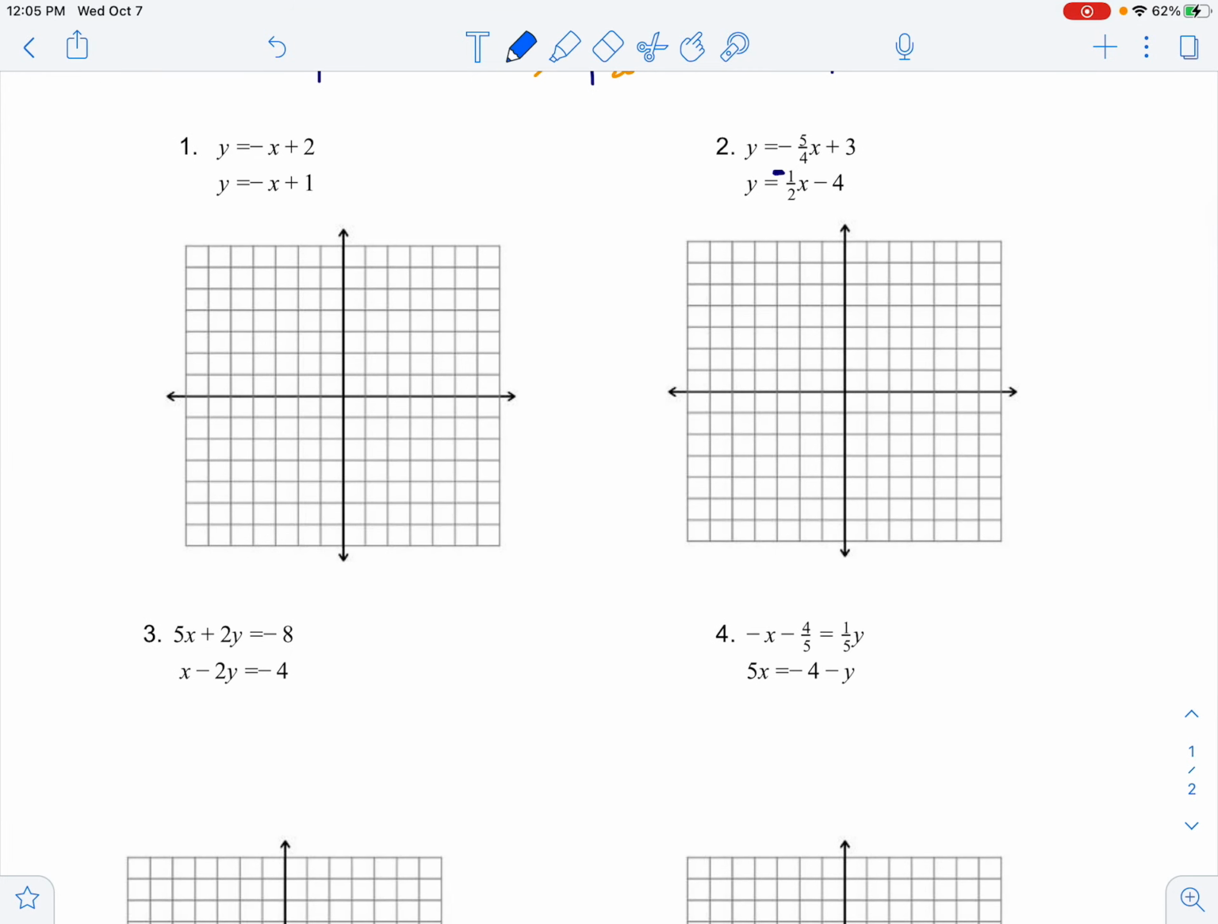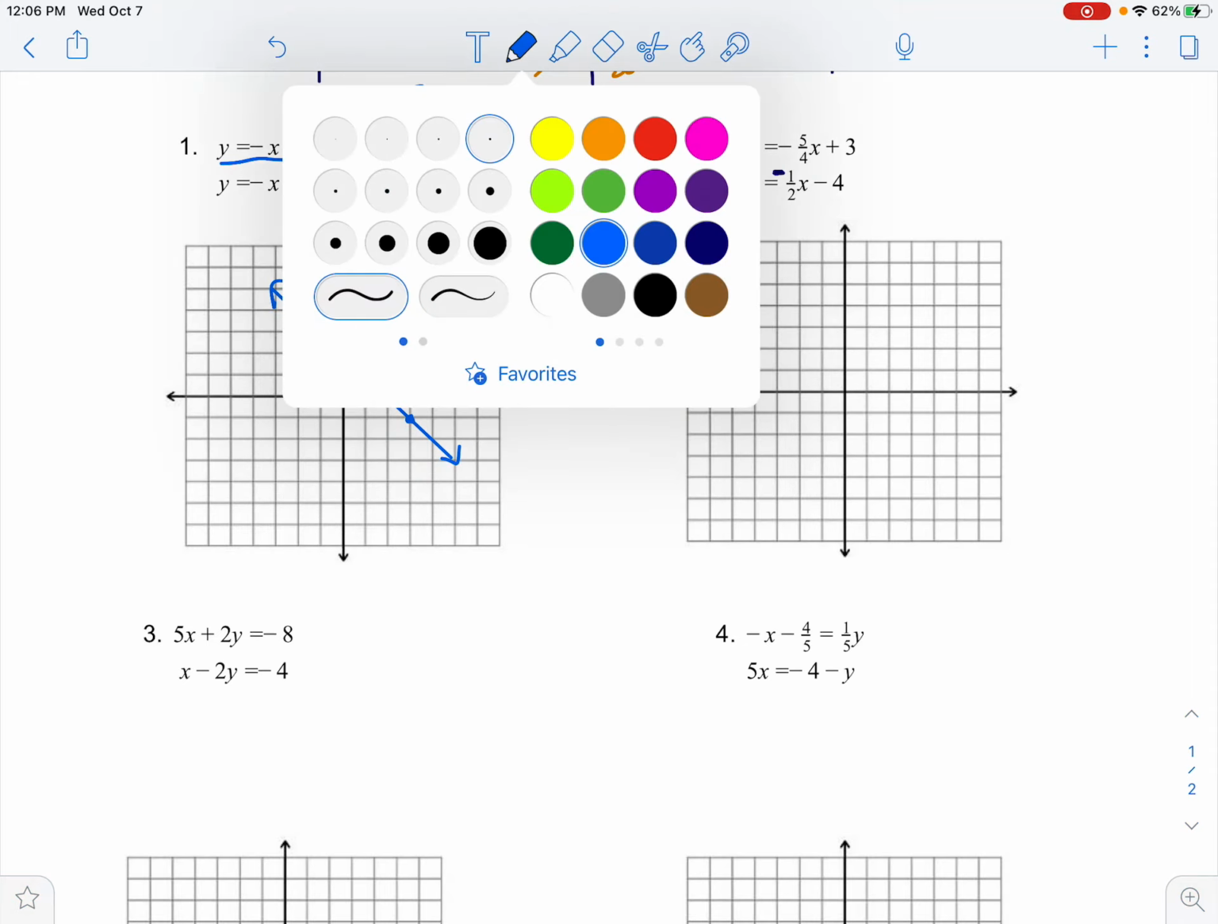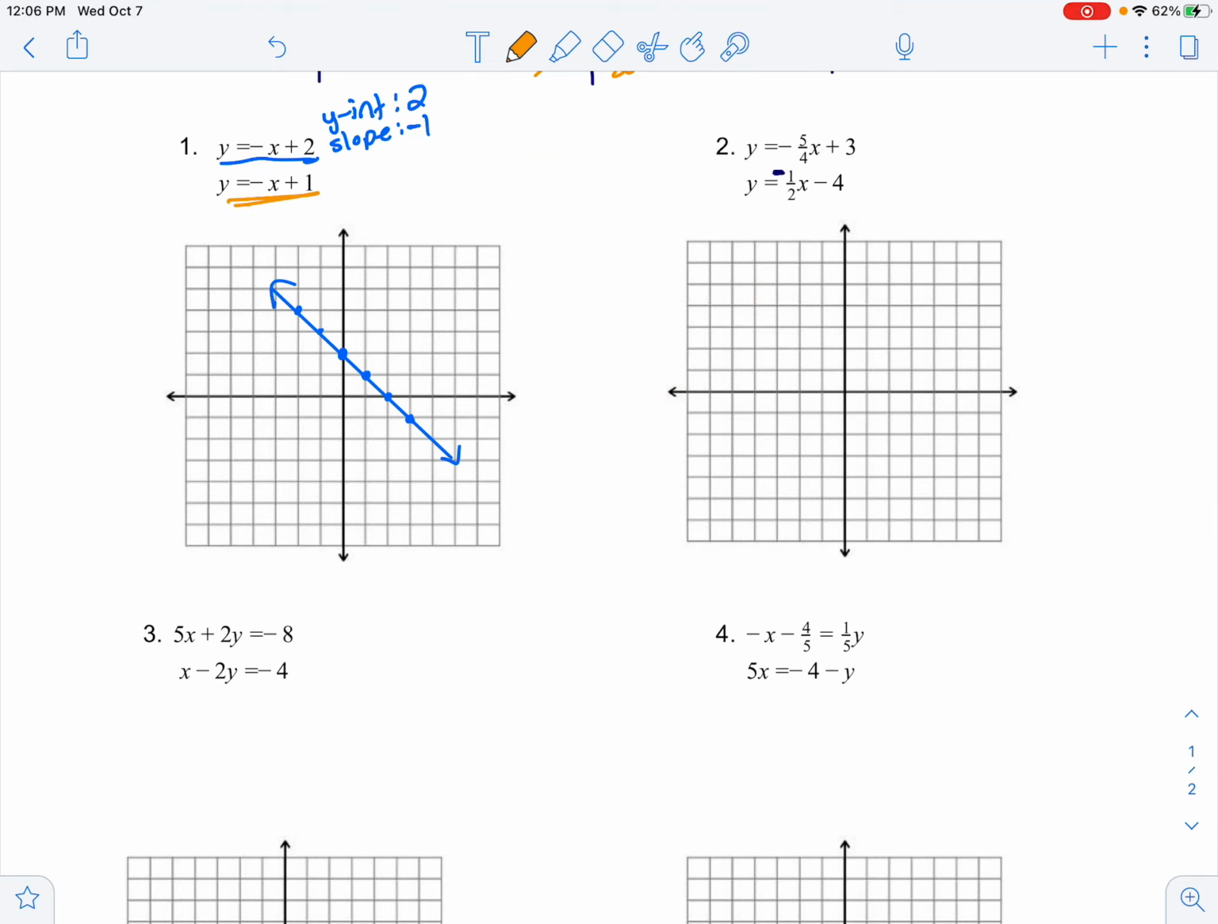Number one, I'm going to graph the first one in blue. So I'm going to do y-intercept and slope. My y-intercept is the b value, which is the 2. My slope is in front of the x, which is -1. So I'm going to go up 1, 2, put a point. From there, I'm going to go down 1 over 1, and I'm going to put a couple points on the graph because I don't know where these are going to intersect, and I want to make sure that I know exactly where they intersect so I have the correct point. So there's my line.